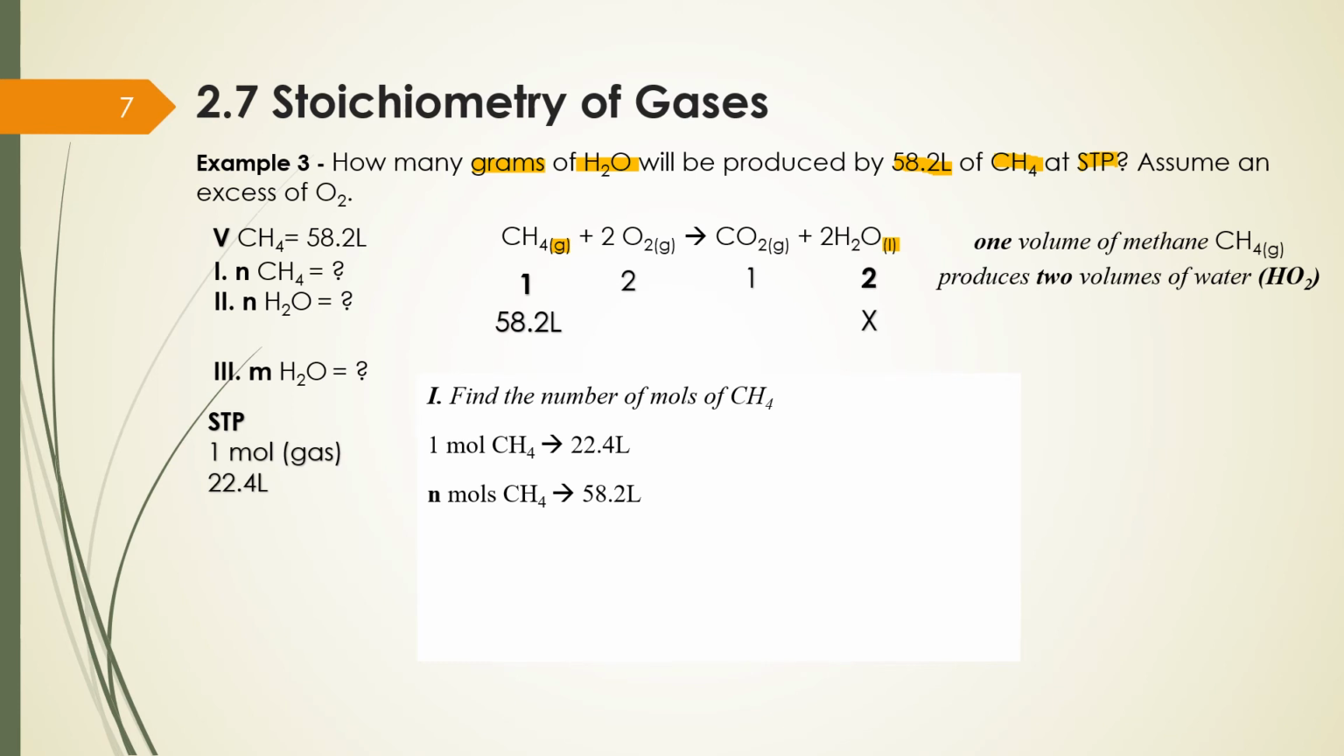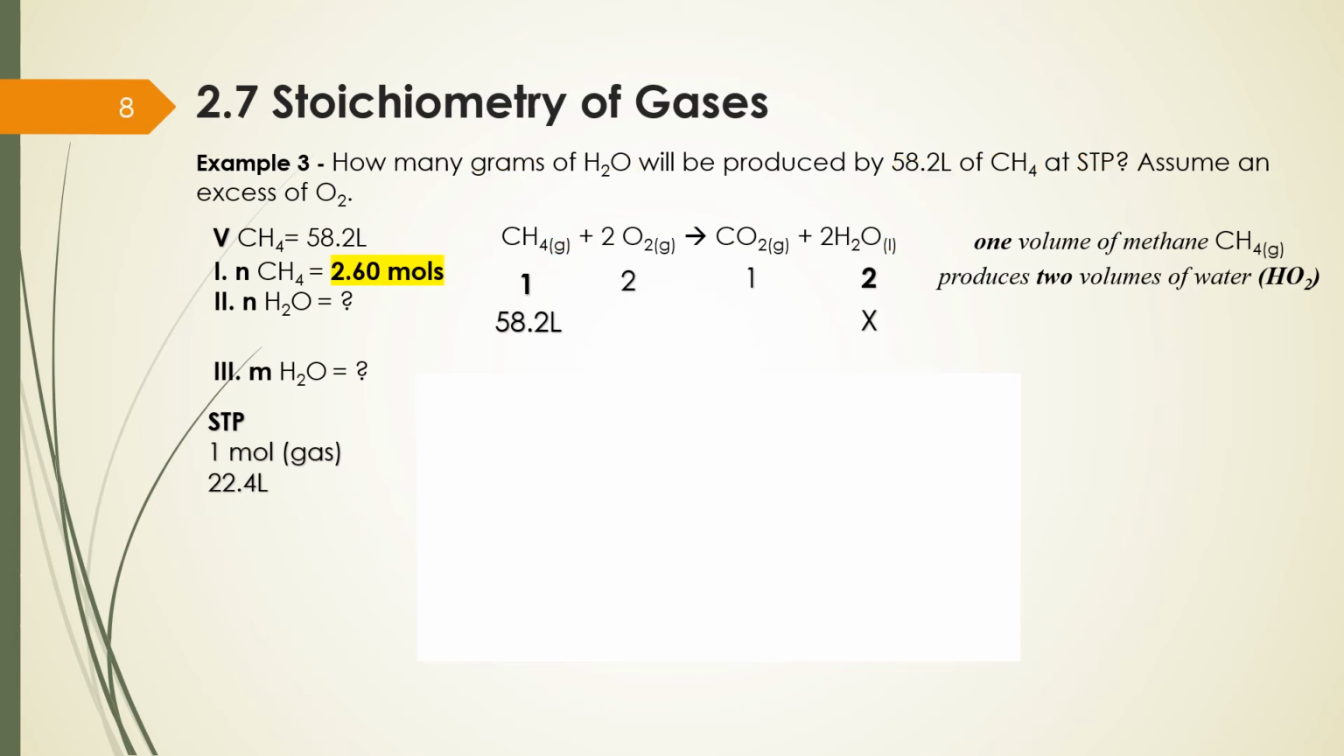And I want to calculate the number of moles that I have in 58.2 liters because it was given for me. So 1 over N is 22.4 over 58.2. So 22.4 N equals 1 times 58.2. So N is 58.2 divided by 22.4. So the number of moles is 2.6 moles of CH4. Okay, so in 58.2 liters, I have 2.6 moles of CH4.